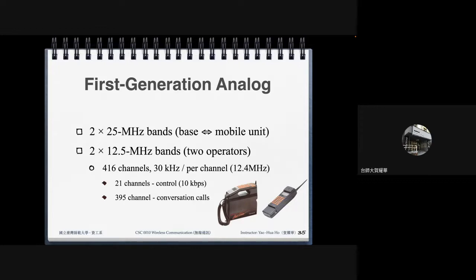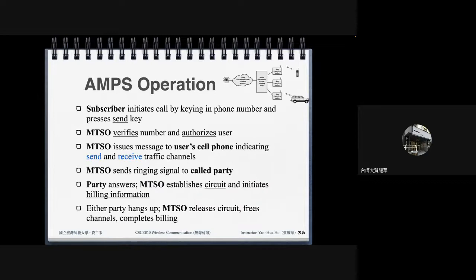Now on those 416 channels, you have 21 channels for control, which allow you to send 10k bits per second. Then you have 395 channels for conversation, or the traffic channels, for a conversation call or telephone call. This is still analog, okay? Now, the AMPS operation is just like what we talked about before.